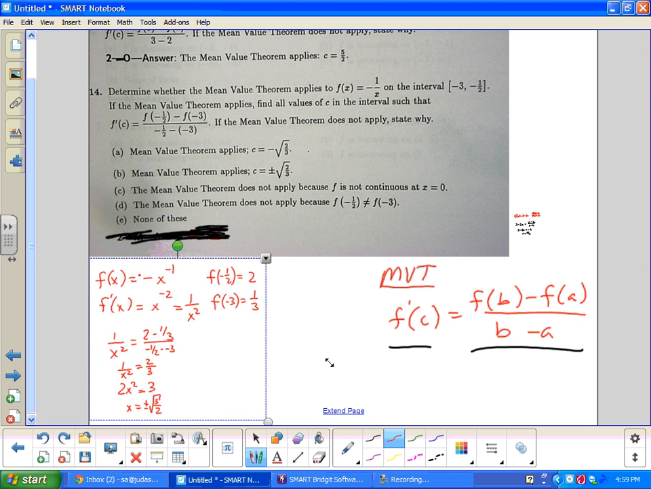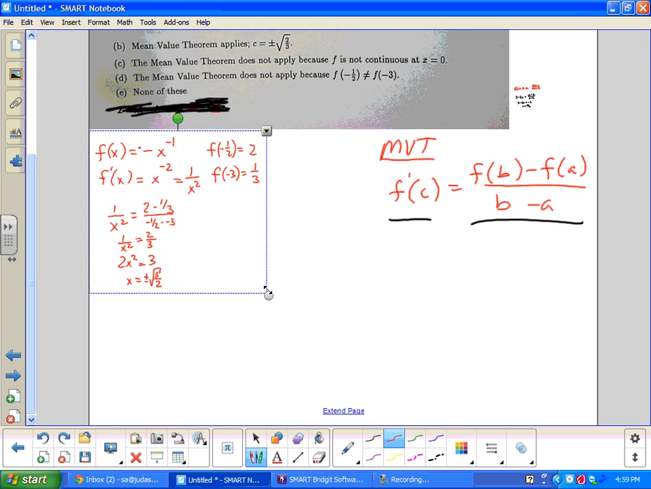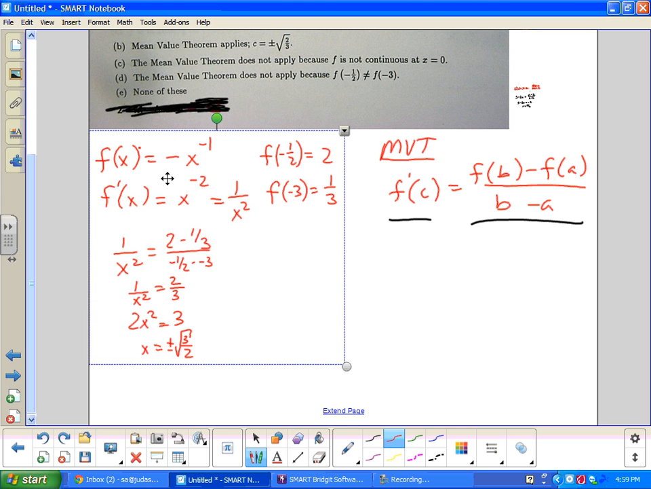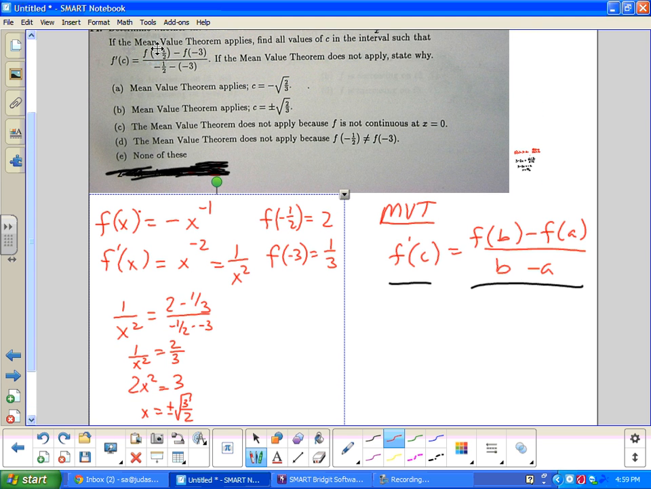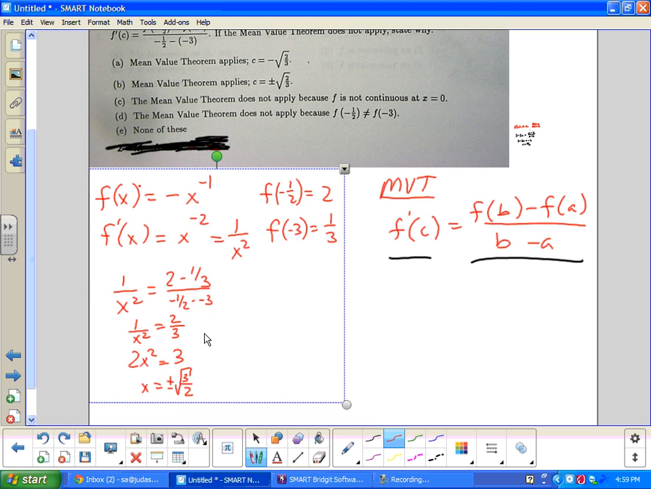If we do the math here, and this is important, I'm going to get this a little bigger. I found that the derivative of negative x to the negative 1, negative times negative is a positive, negative 1 minus 1, x to the negative 2, or 1 over x squared. That's the derivative. The average rate of change, again using this formula up here, I found that negative half gave 2 and negative 3 gave a third, so I get 2 minus a third over negative half minus negative 3. Using my calculator, 1 2/3 divided by 2 1/2 was 2/3. All right? And I set 1 over x squared equal to that.